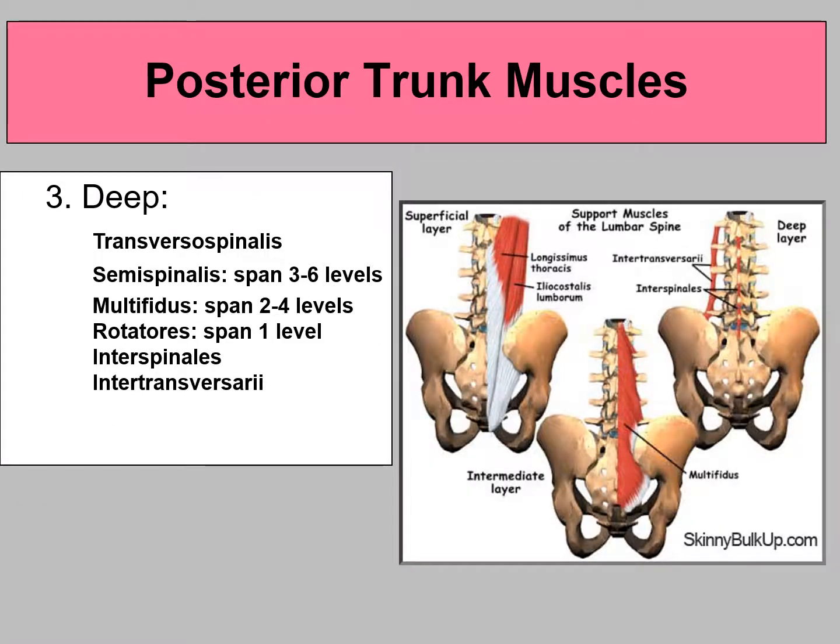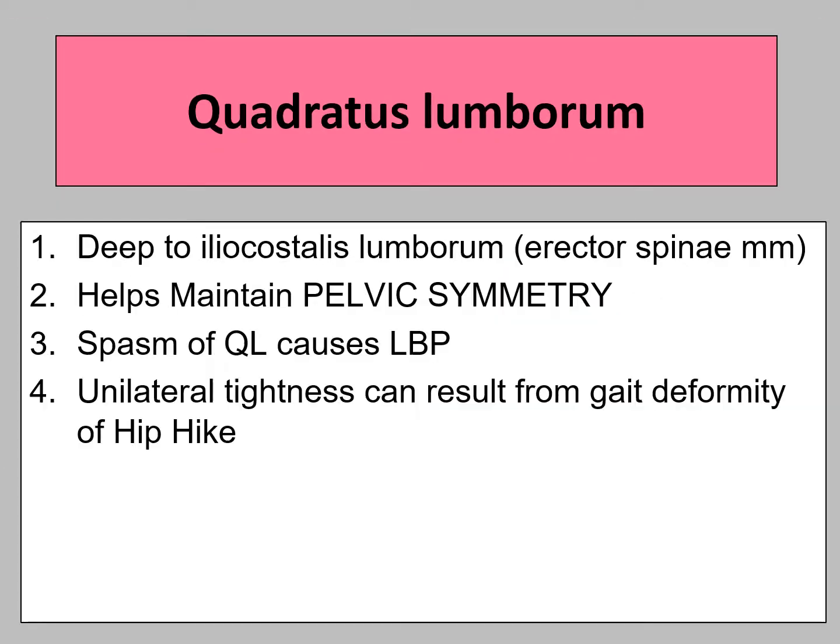This slide reviews the deepest layer of the posterior trunk muscles, the rotators. The quadratus lumborum is also considered a posterior spinal muscle. Its origin is going to be at the transverse processes of L1 through L4, as well as the 12th rib. And then its insertion is going to be at the iliac crest. Together, or bilaterally, this muscle works to assist with trunk extension.